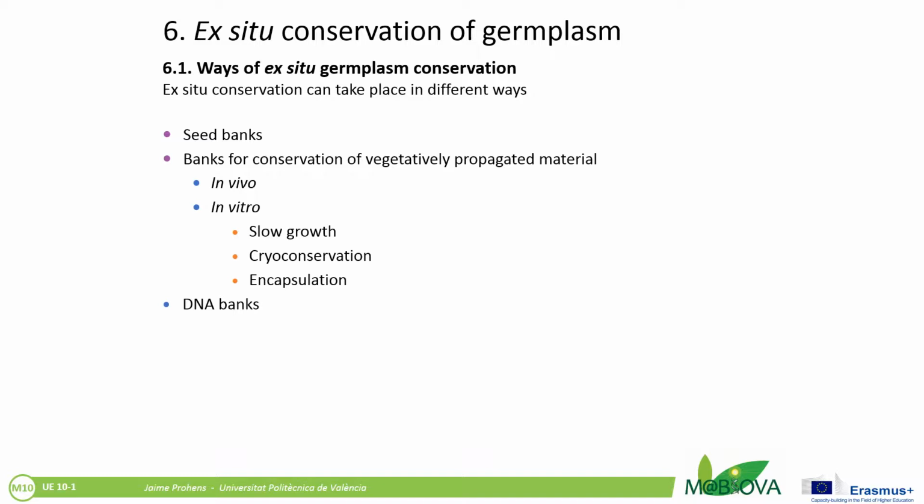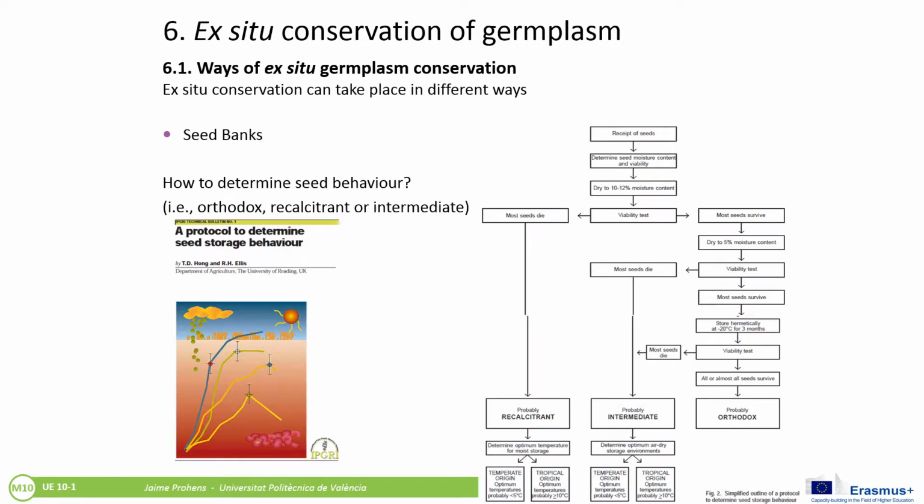The in situ conservation of germplasm can take place in different ways, such as seed banks, banks for conservation of vegetatively propagated material, in vivo conservation in field collections, in vitro conservation using slow growth systems, by cryoconservation, by encapsulation, or in DNA banks. Seed banks conserve seeds, and depending on their behavior to conservation conditions, low temperature and moisture, they can be classified in orthodox, recalcitrant, or intermediate seeds.